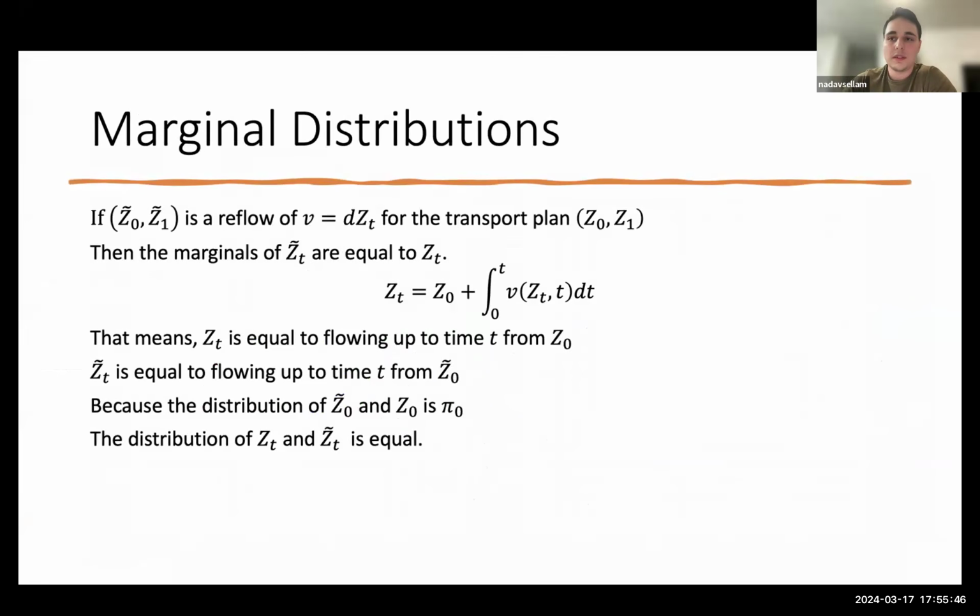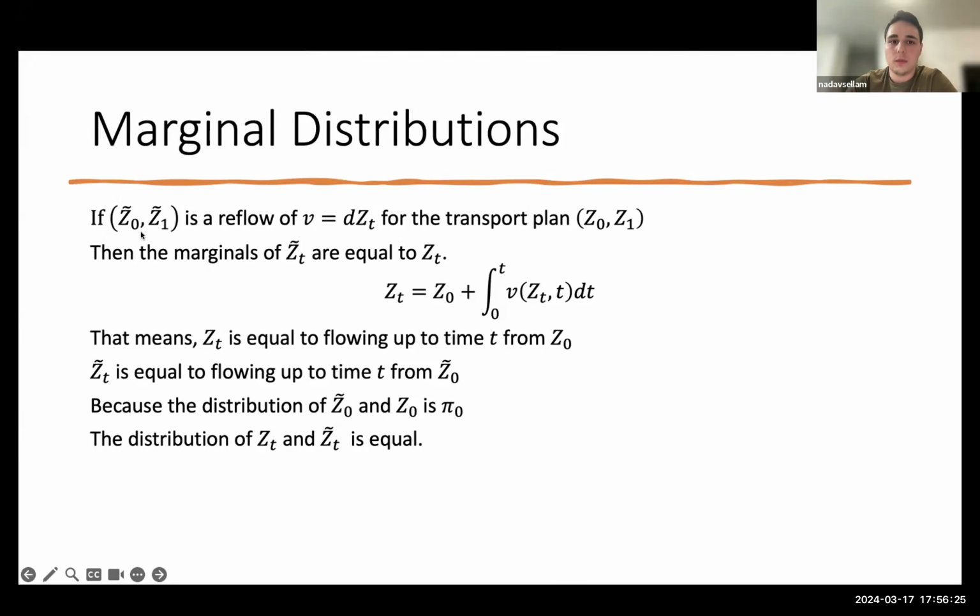And to prove that the transport cost indeed decreases, I want to briefly talk about marginal distributions. So what are marginal distributions and why are we interested in them? So if this transport plan is the result of reflowing the vector field V that was trained on this transport plan, then the marginals of Zt tilde are equal to the marginals of Zt. What do I mean by marginals? I mean, when we flow starting from pi 0, which is the distribution of the Z0, up to time t, what distribution do we get? And what distribution do we get when we start from Z0 tilde?